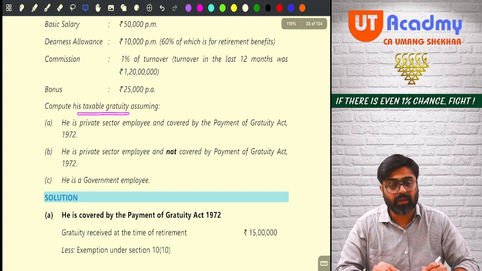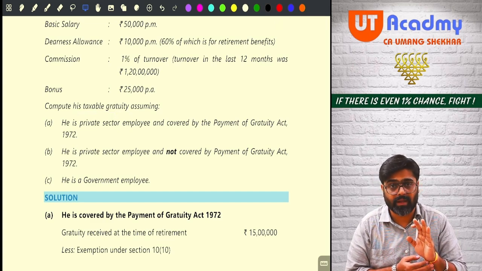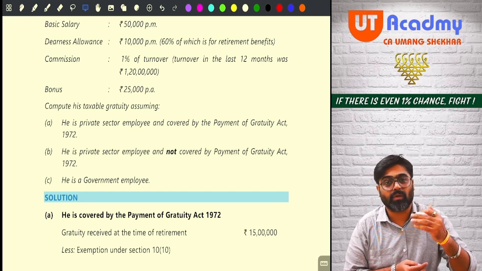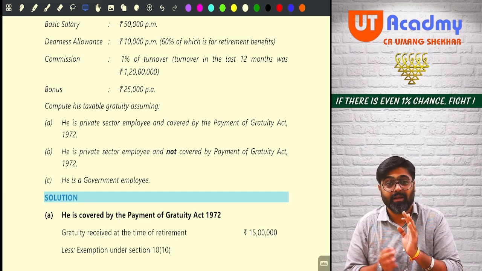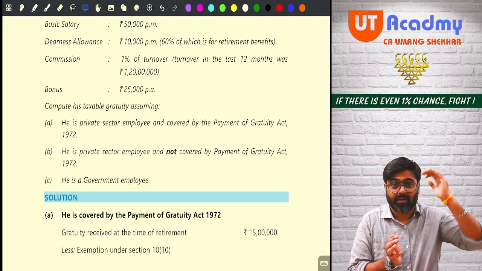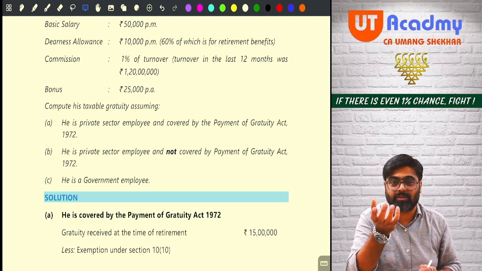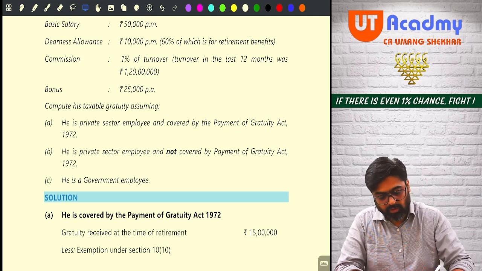Compute the taxable gratuity. Highlight this. What they want to tell you, what they are asking you to calculate, is taxable gratuity. If you calculate only the exemption and give that, your answer is wrong. Take the exemption out of the gratuity and tell us how much gratuity is taxable. They want you to calculate that taxable gratuity. Okay, so pay attention over here.